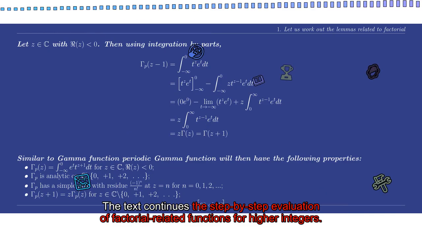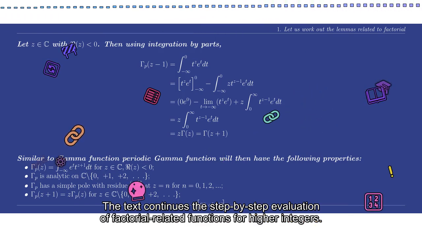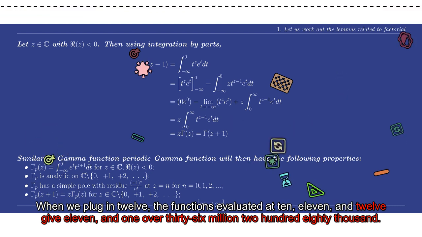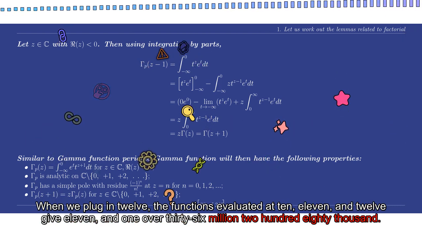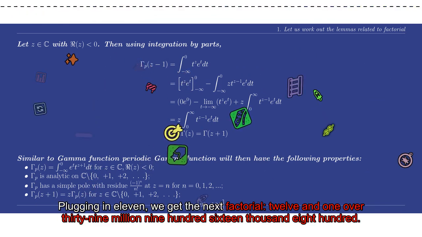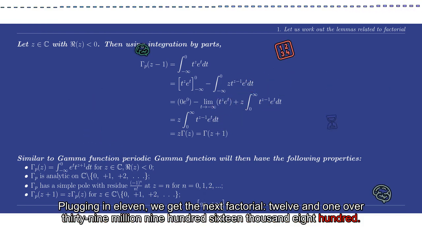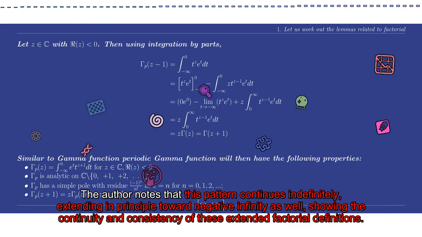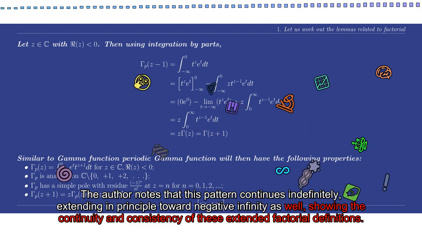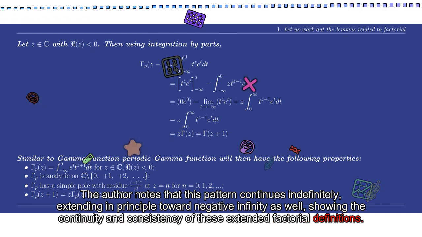The text continues the step-by-step evaluation of factorial-related functions for higher integers. When we plug in 12, the functions evaluated at 10, 11, and 12 give 11 and 1/36,280,000. Plugging in 11, we get the next factorial, 12 and 1/39,916,800. The author notes that this pattern continues indefinitely, extending in principle toward negative infinity as well, showing the continuity and consistency of these extended factorial definitions.